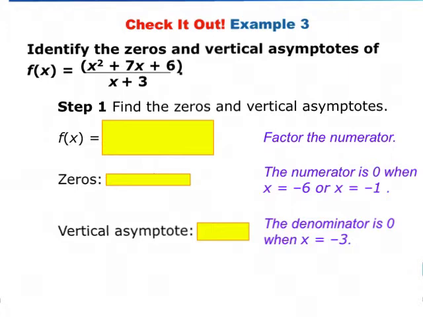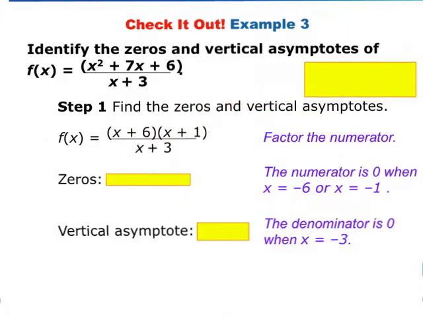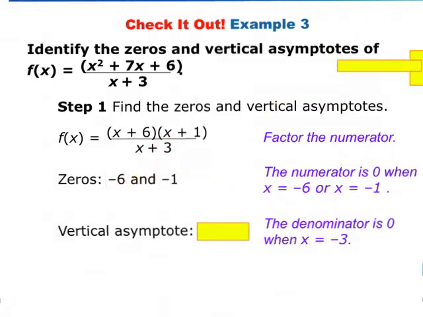Now that you've worked through this problem, you looked at the top and you factored it, and you see that it's going to factor into x plus 6, x plus 1, over top of x plus 3. So if I set the top equal to 0, you get x equals negative 6. Take the other factor equal to 0, you get x equals negative 1. So my zeros are x equals negative 6 and 1.